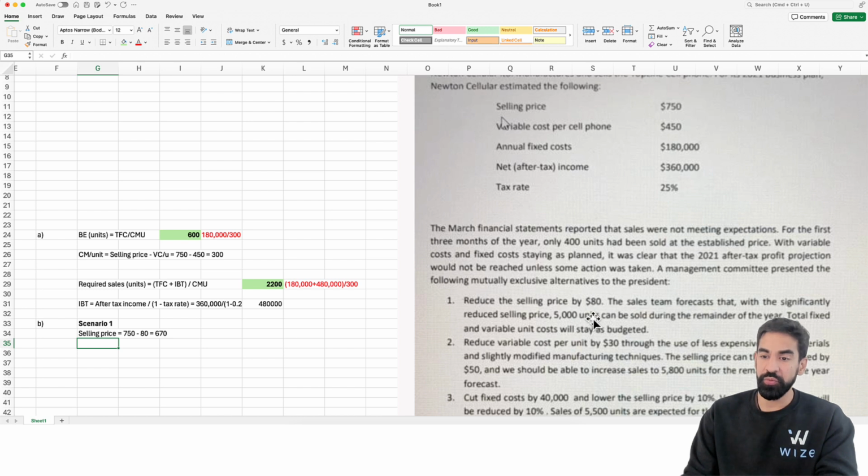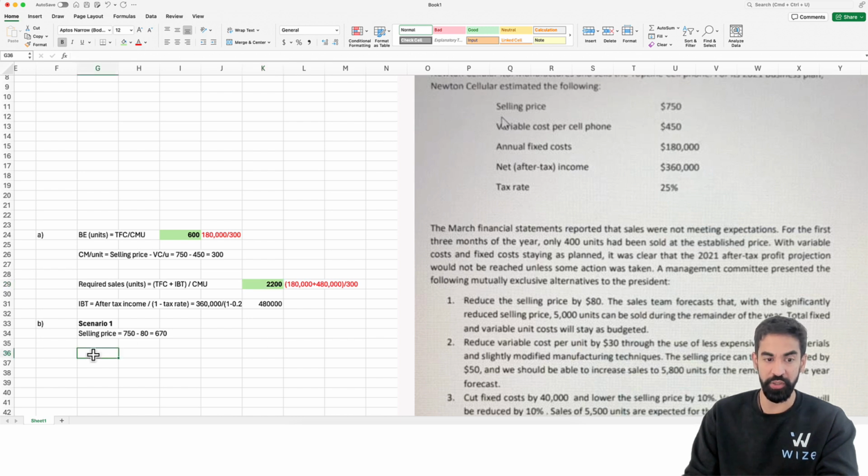And they tell you that the quantity will now increase to 5,000 units sold. So before, for the desired profit, they needed 2,200 units. Now they're going to be selling 5,000 units. So that makes sense. You lower the price, you sell more during the remainder of the year. So during the remainder of the year, meaning for the next 9 months, total fixed and variable unit costs will stay as budget. So the total fixed cost is still 180,000.